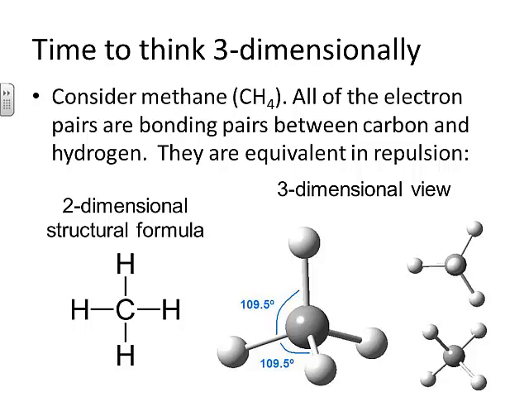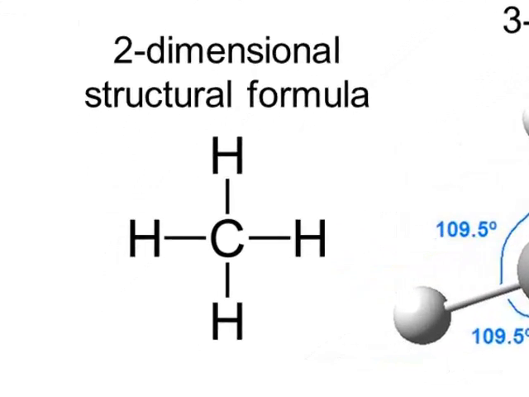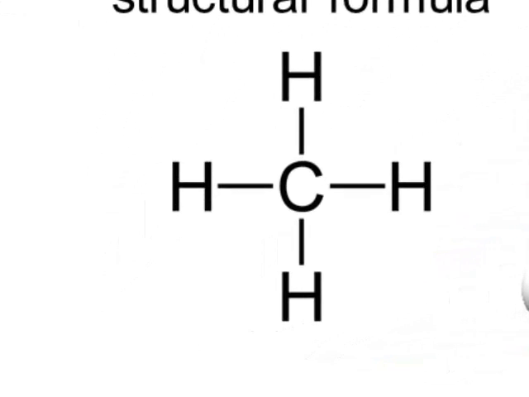Methane has the formula CH4, and all of the electron pairs are bonding pairs, as you can see, between carbon and hydrogen. So our two-dimensional structural formula would look like this on the left. But that makes it look as if those would be 90-degree angles. Those can get further apart in three-dimensional space.